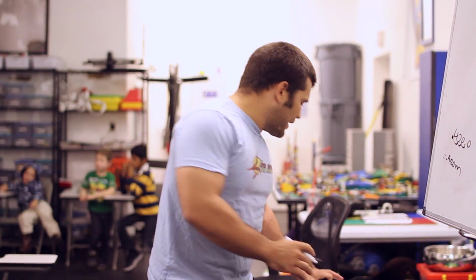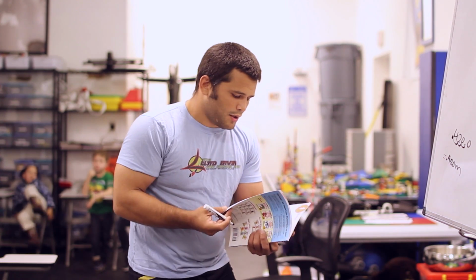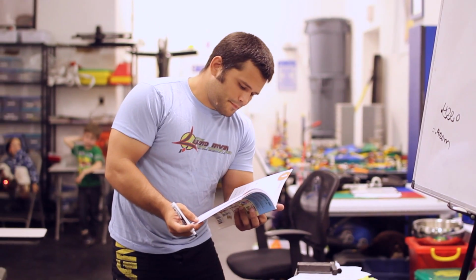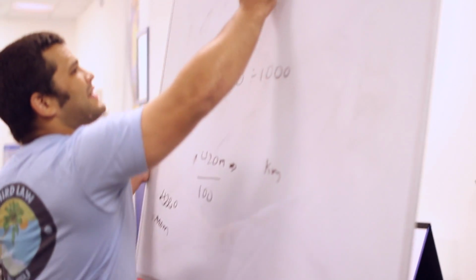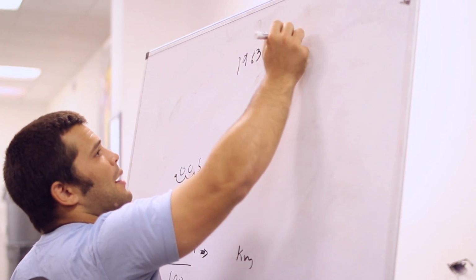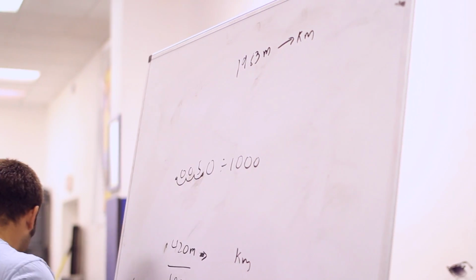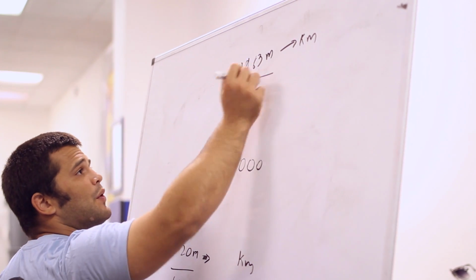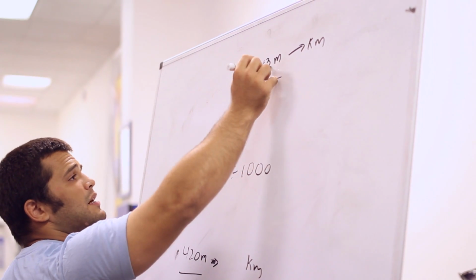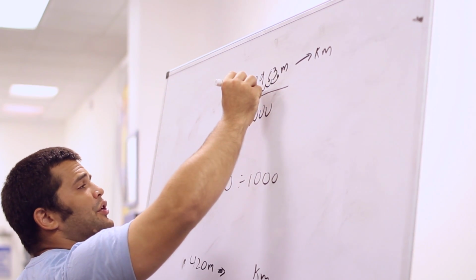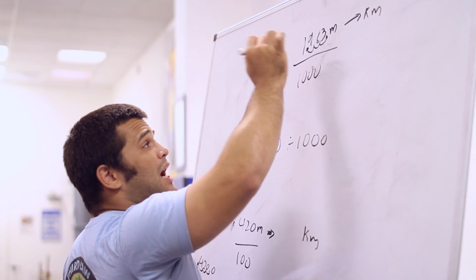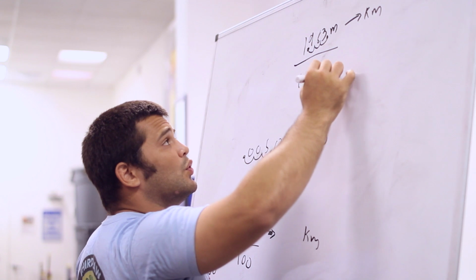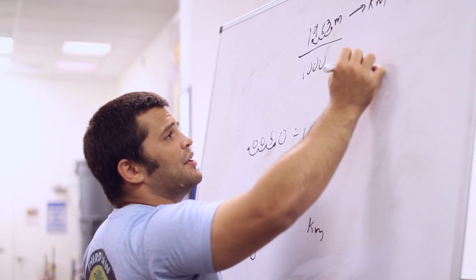Let's do a last example. Devin has here one in the book. And in the book it says 1,183 meters to kilometers. What do we have to divide by? 1,000. Divide this by 1,000, right? Yes. So how many times do we need to move this? 3. 1, 2, 3. Right? So what's the answer? 1,183 meters is equal to 1.183 kilometers. You see how it works?